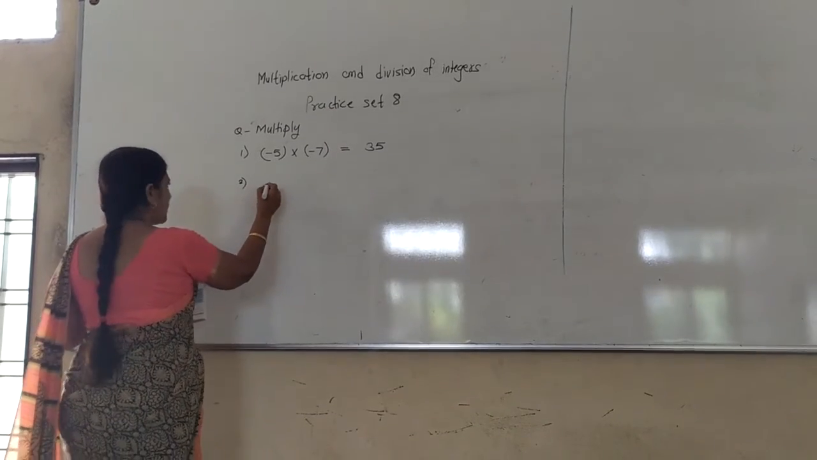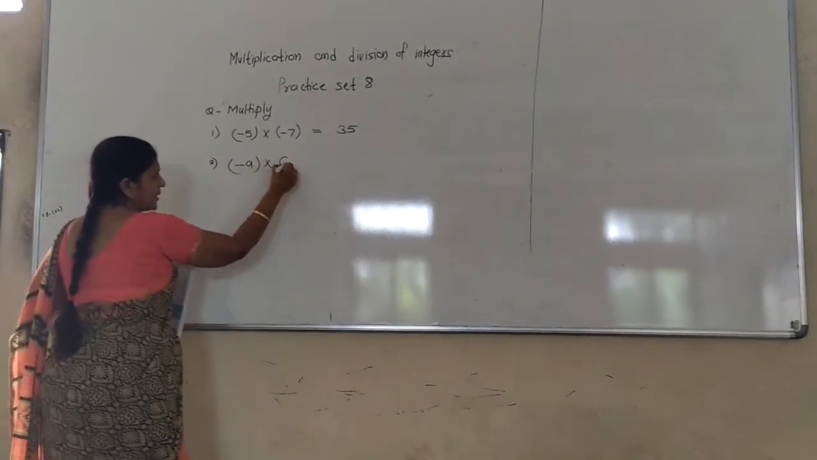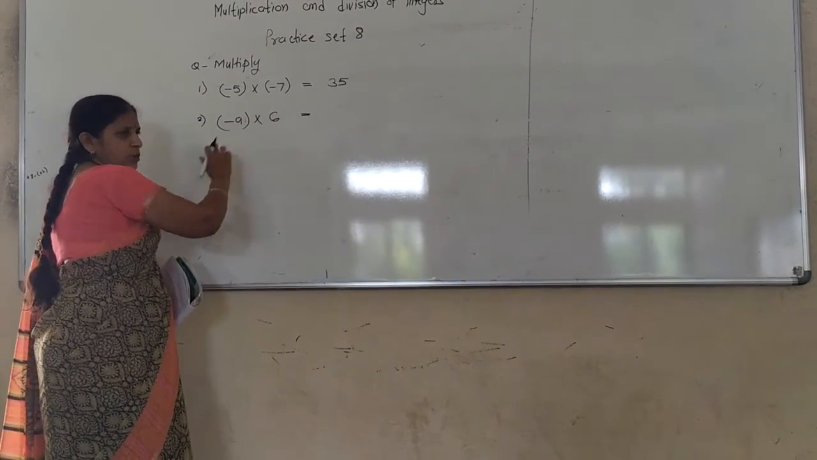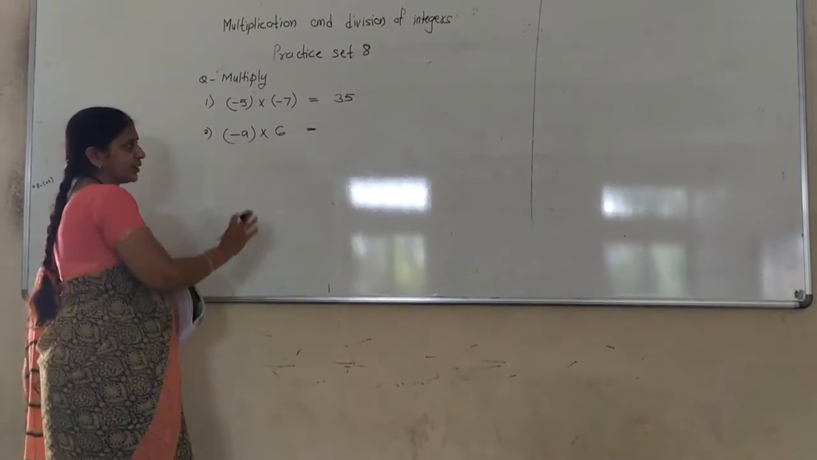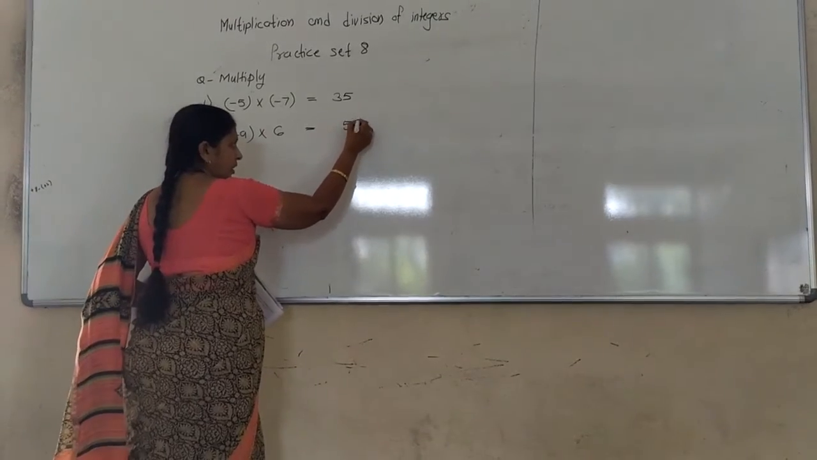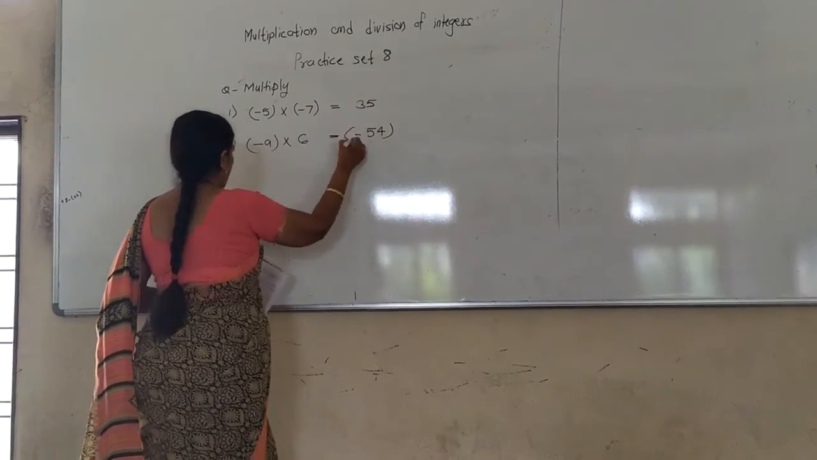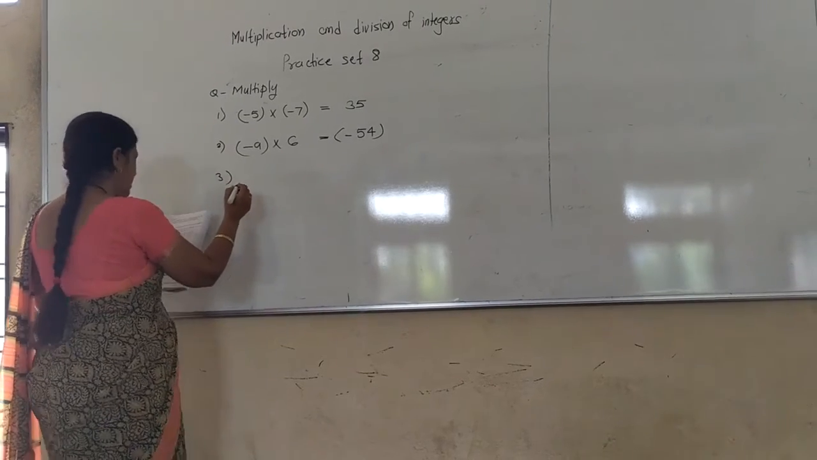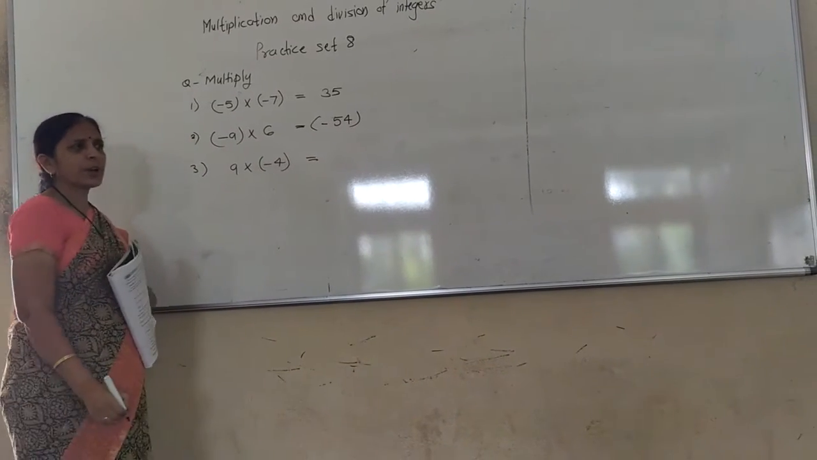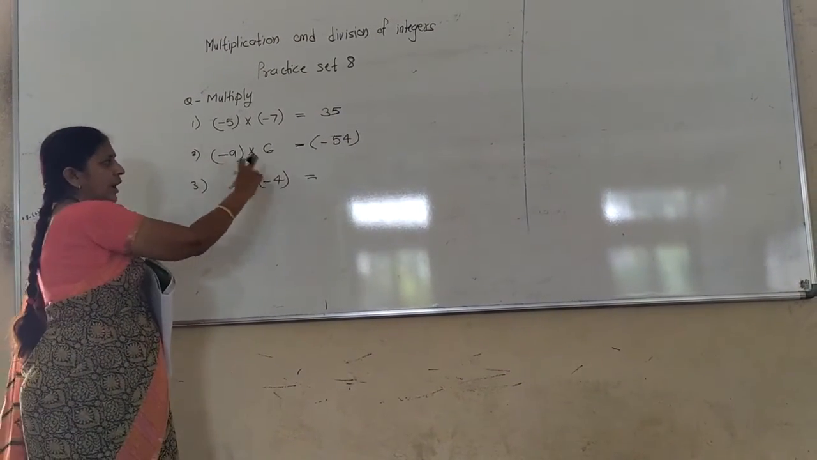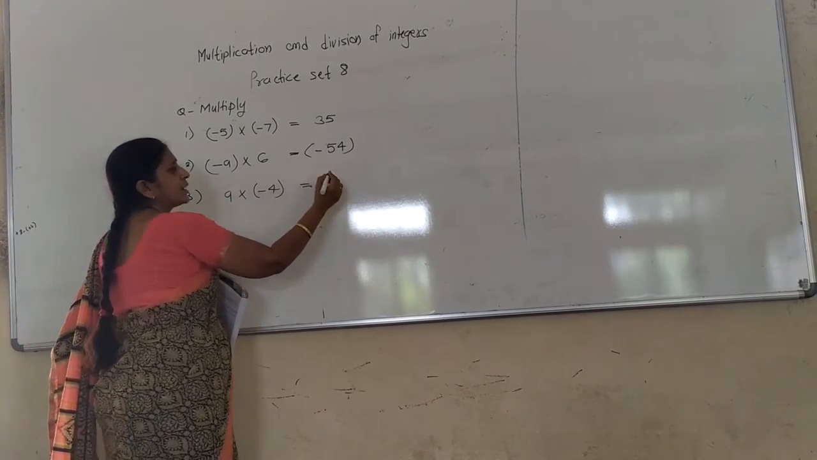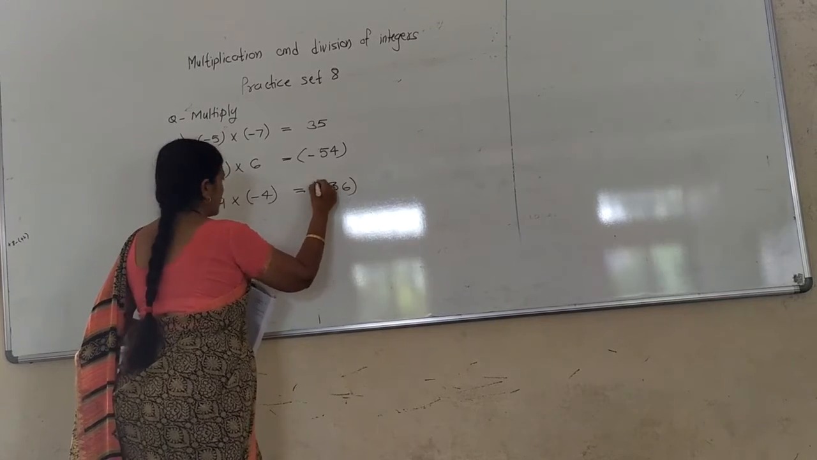Second one, minus 9 multiplied by 6. Here the first number is negative, the second number is positive. So both numbers have different signs. Different sign means the product will be negative. So 9 6s are 54. First you find the product and give the negative sign. Third one, 9 multiplied by minus 4. Here again both numbers have different signs, positive and negative. Different sign gives us a negative integer. So 9 4s are 36 and give the negative sign.